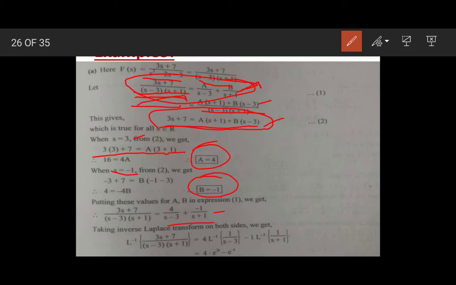Now I will find the inverse Laplace. So inverse Laplace of 3s plus 7 upon s minus 3 into s plus 1, that will be the same as inverse Laplace of 4 upon s minus 3. So 4 is a constant, so that will come outside. Inverse Laplace of 1 upon s minus 3. Then minus 1.